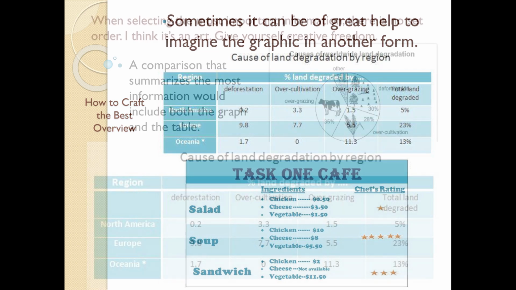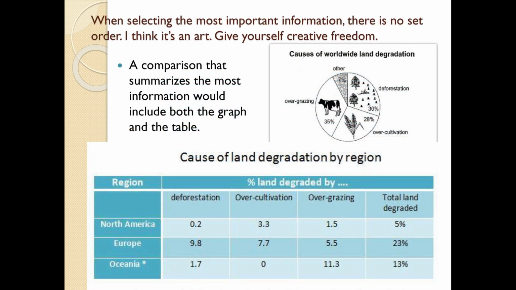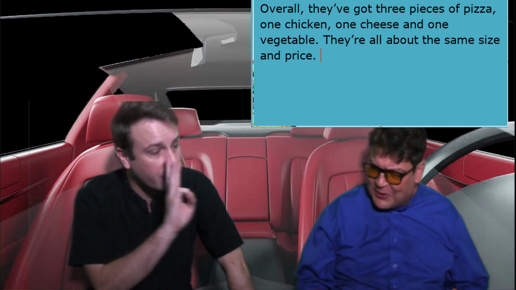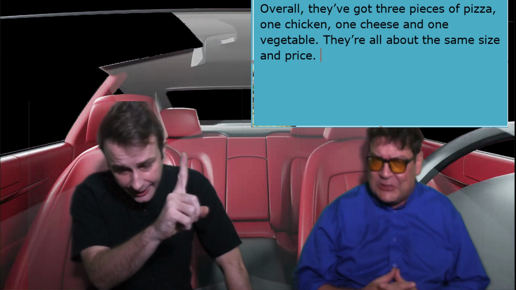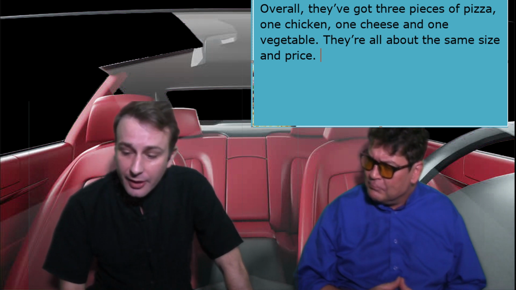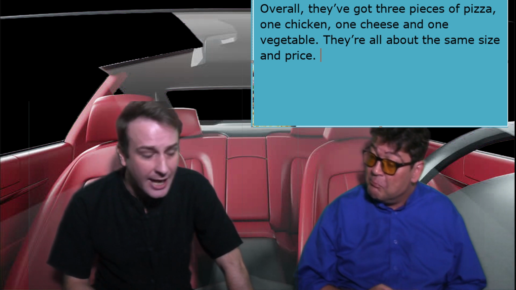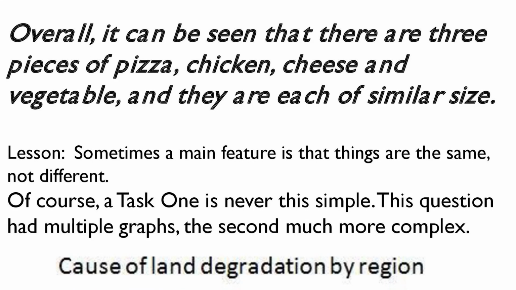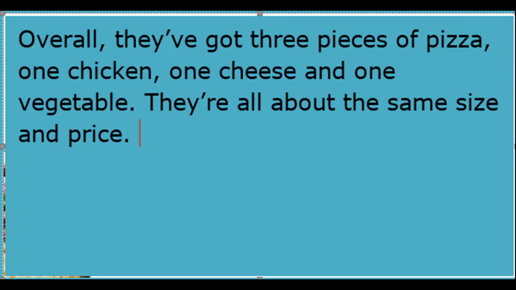Now, how do we fit this into our overview? First, let's remember what Jack had to say in his overview for the first part. Overall, they've got 3 pieces of pizza: 1 chicken, 1 cheese, and 1 vegetable. They're all about the same price and size. The lesson here is that a comparison sometimes means showing things are similar, not necessarily different.